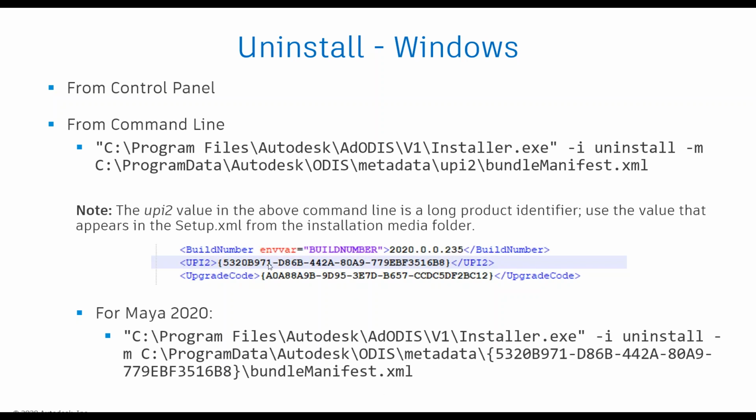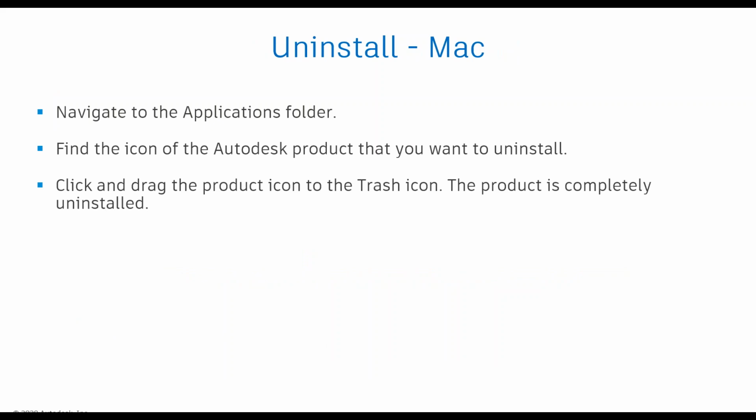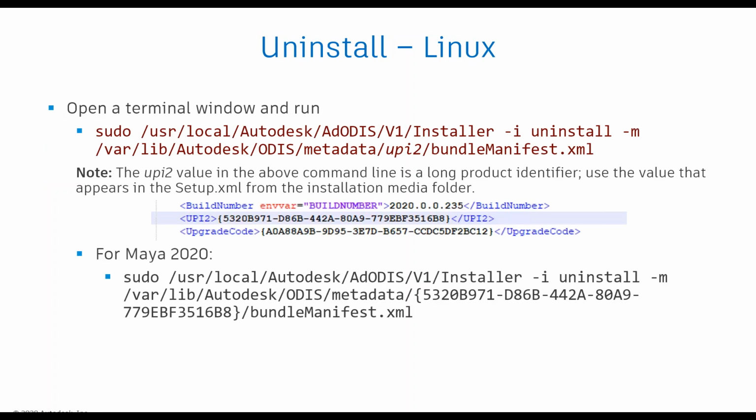In this case, for Maya, this will be the UPI2 code, and you can go ahead with the installation, with uninstallation. For Mac, it's much easier. It's more user friendly. Just go into the application folder and just drop the specific Autodesk product into the trash bin, and it will uninstall. With Linux, it would work more or less like on Windows. You would call from a terminal the OTIS installer, and from there give the UPI2 code and go ahead with the uninstall.